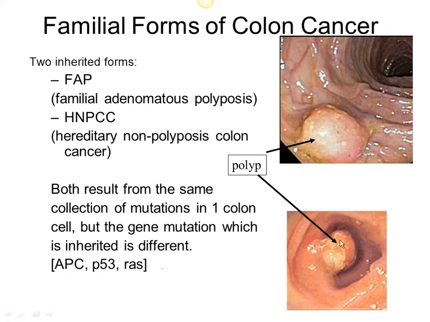This is a picture of what a polyp looks like inside the colon, just in case you've never seen it. So colon cancer is the result of multiple mutations affecting the same cell in somewhat of a stepwise way and progressing through different phases, from the benign adenoma phase all the way to the malignant phase.